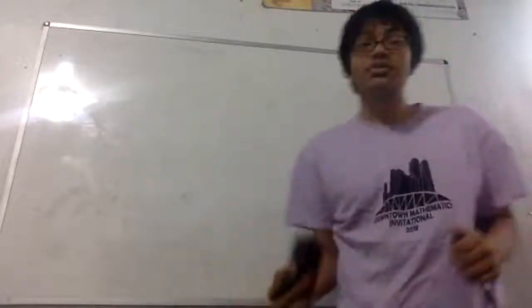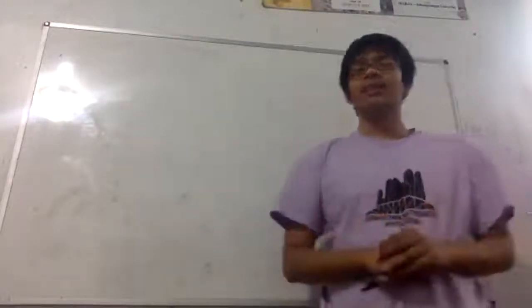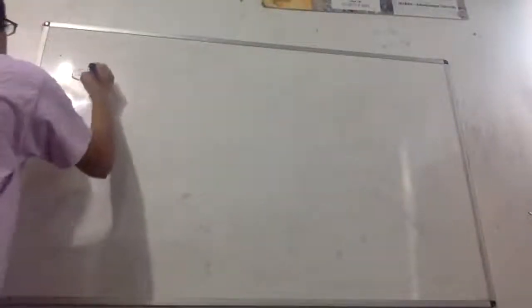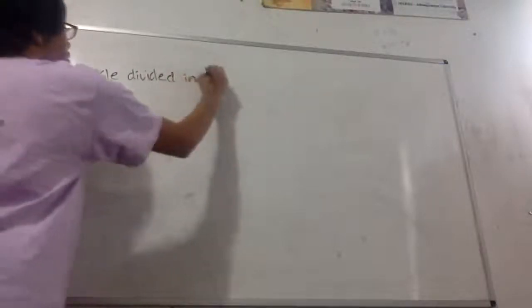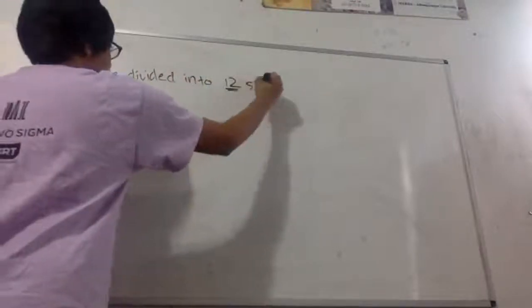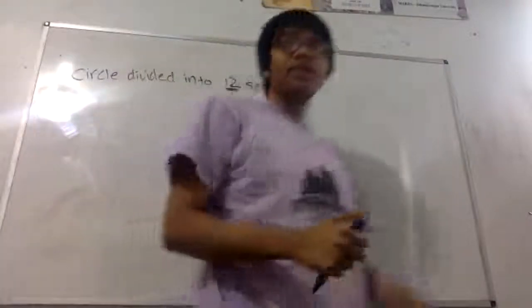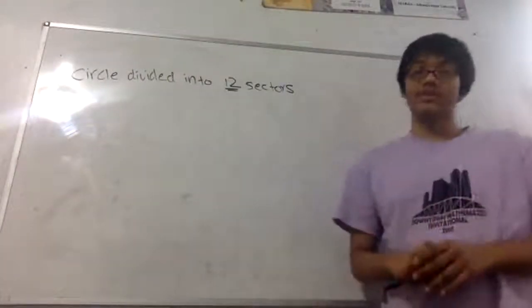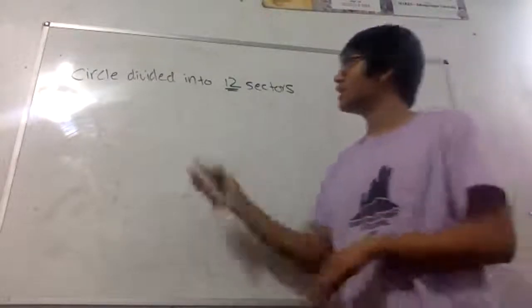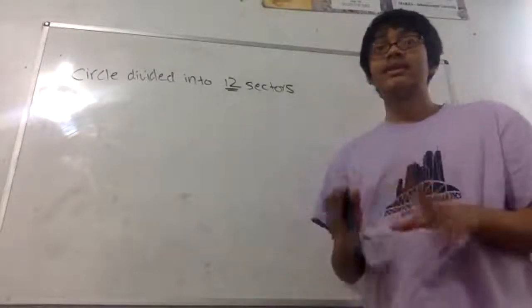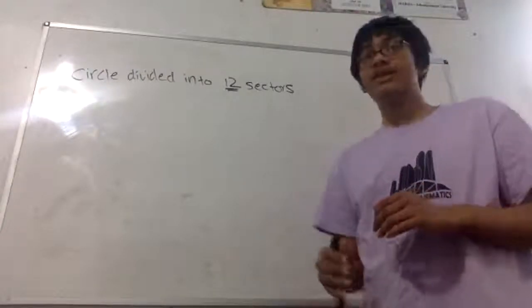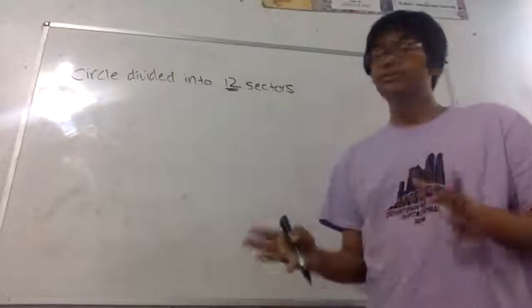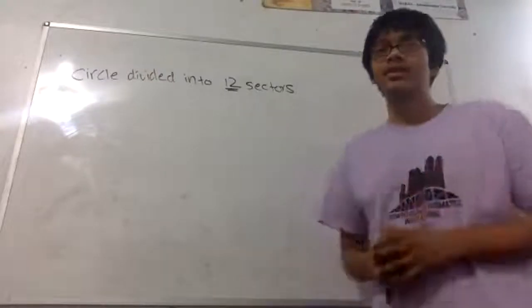And so now that you know what a sector looks like, this is what the problem is asking. We have a circle divided into 12 sectors. And we're told that the measure of the central angle of these sectors forms an arithmetic sequence between all these 12 sectors. So what does that mean?